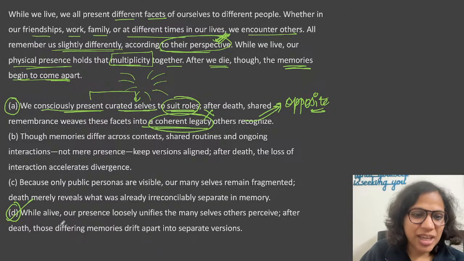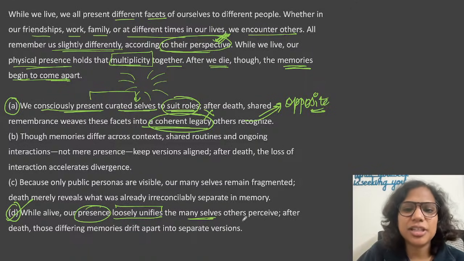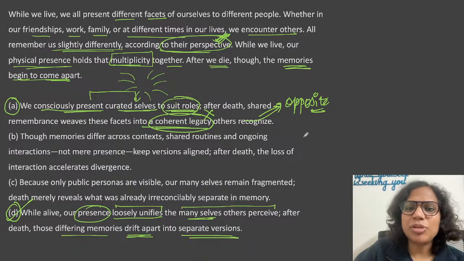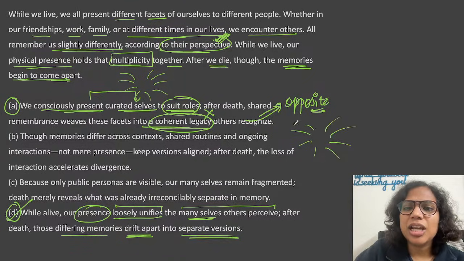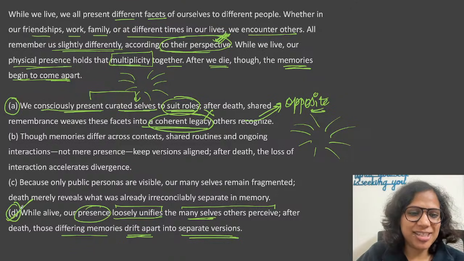Those who said D. While alive, our presence loosely unifies. क्योंकि हम फिजिकली प्रेजेंट होते हैं तो हमारे जो मैनी सेल्व्स हैं, तो हमारी प्रेजेंस उनको लूजली यूनिफाई कर देती है, the many selves that others perceive. After death those differing memories drift apart into separate versions. तो ये मेमोरीज जो हैं बाद में आपके जो फ्रेंड की भी आपकी जो मेमोरीज हैं वो अलग अलग वर्जन्स में ना वो ड्रिफ्ट अपार्ट करने लगेंगी. Right, that is the idea. चलो ठीक है, D is the answer.